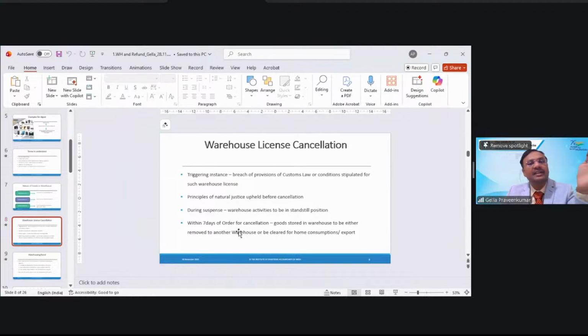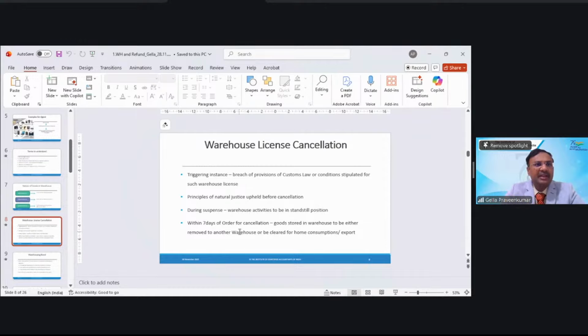License cancellation. Once my tenure of this warehouse is over, the proper officer shall cancel the license. Alternatively, in case there is any breach of the concerned customs provisions, my license can be cancelled. This is another reason why my suspension will happen.